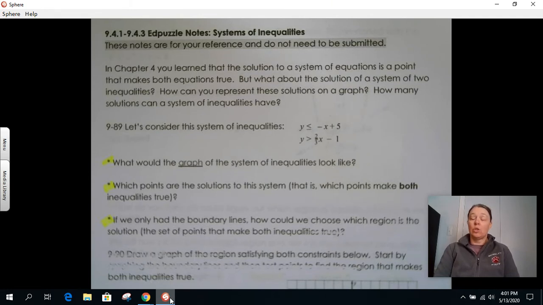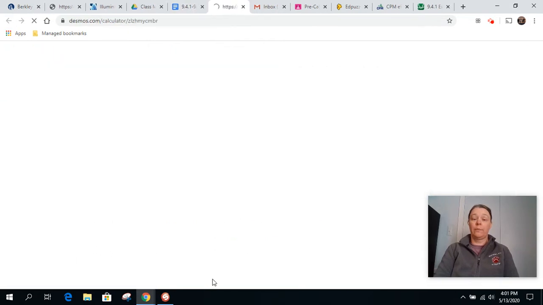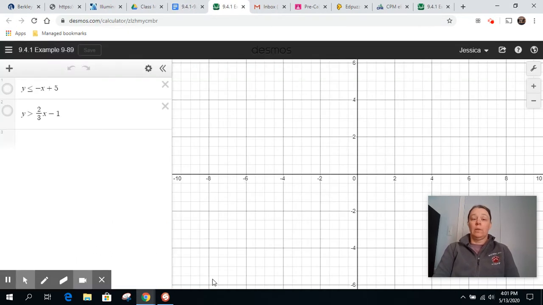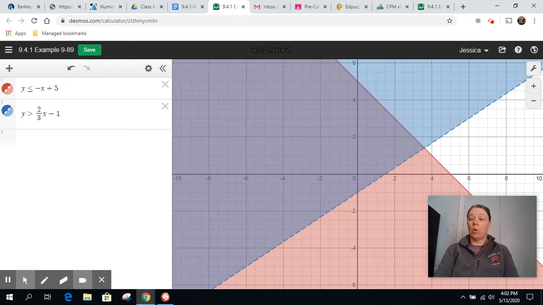Now let's take a look at the graph. If I graph the system of inequalities, I have it set up over here. I'm going to turn my graphs on. This is my first inequality. We know that's going to be a line with a shaded region. We know it's going to be a solid line because it has the equal to under it. Now I'm going to turn on the second one.